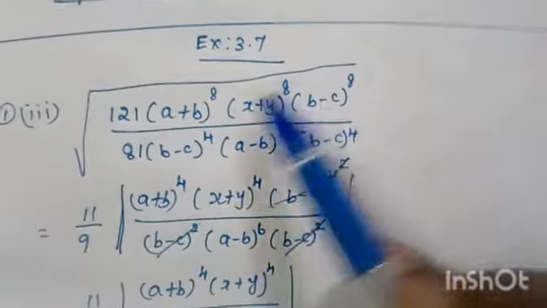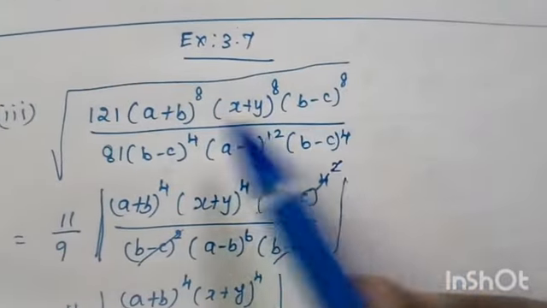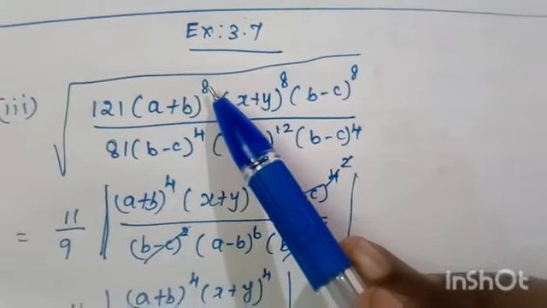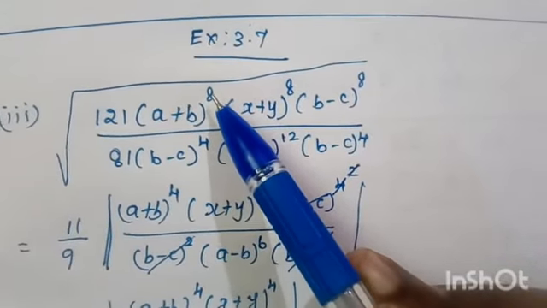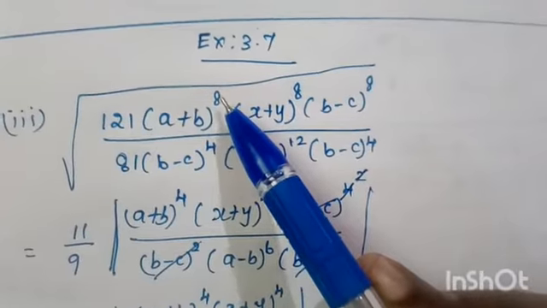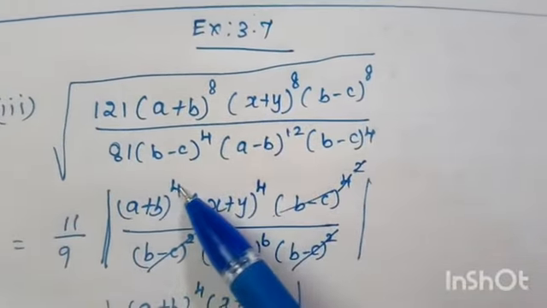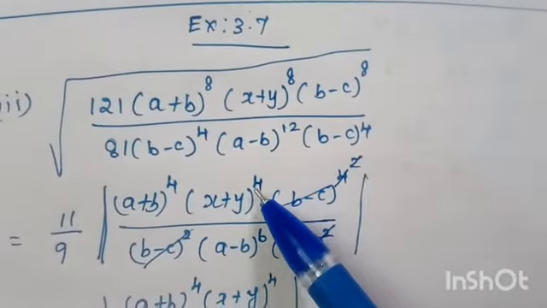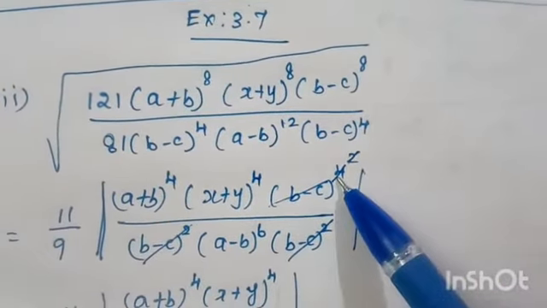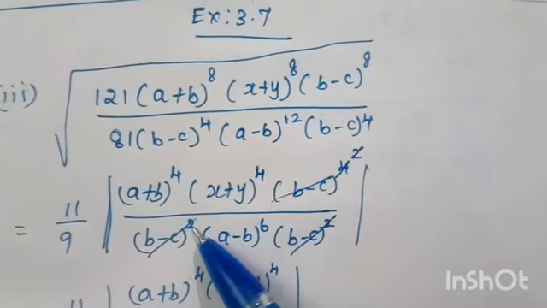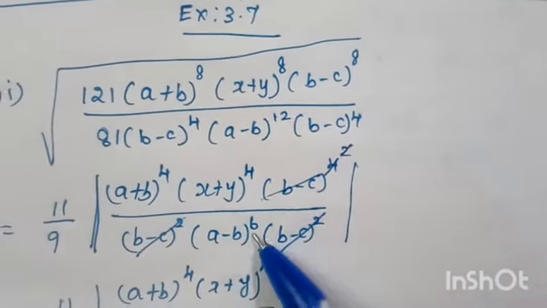Then we want to find the square root of the remaining terms. Inside the root we have power 8. When it comes out from the root, the power is reduced by half. So power 8 becomes 4, power 8 becomes 4, power 8 becomes 4. In the denominator, power 4 is reduced to 2, and power 12 is reduced to 6.